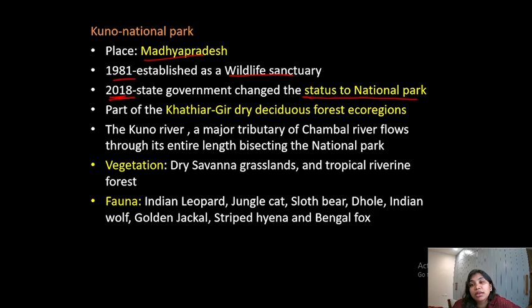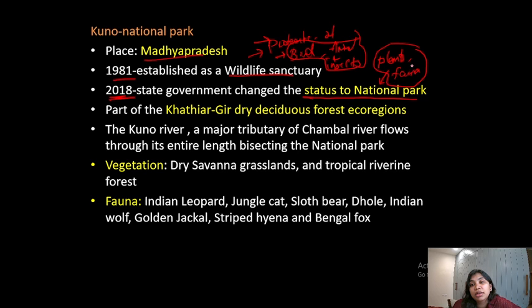Why was its status changed to national park? What is the difference between a wildlife sanctuary and a national park? A wildlife sanctuary is majorly used to protect a particular species of animals. It could be birds, animals, or insects, any species of wildlife. It was established for the protection of wildlife. Coming to a national park, it protects the vegetation, that is the plants and the fauna. Both the flora and fauna of the region are protected under a national park. In fact, any historical objects or monuments located in the area are also protected.